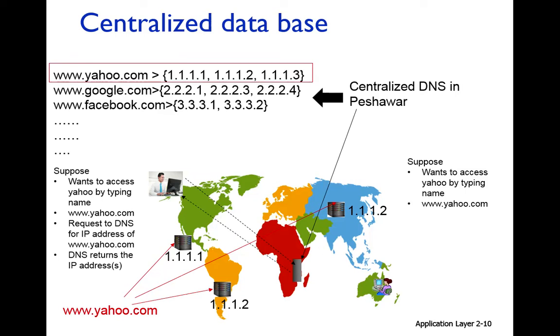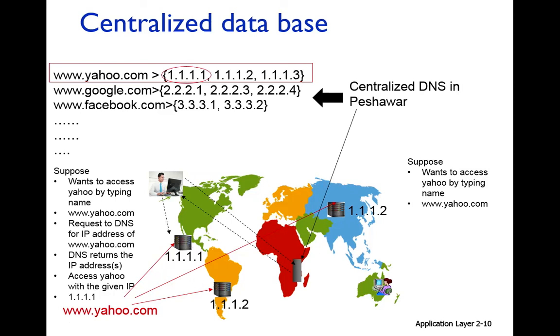The DNS returns the IP addresses of yahoo.com, ordered in this way: 1.1.1, 1.1.2, 1.1.3, in this order. When the user gets the IP addresses, the user usually picks the first IP address, the top IP address. So the top address is 1.1.1, and it is accessed.